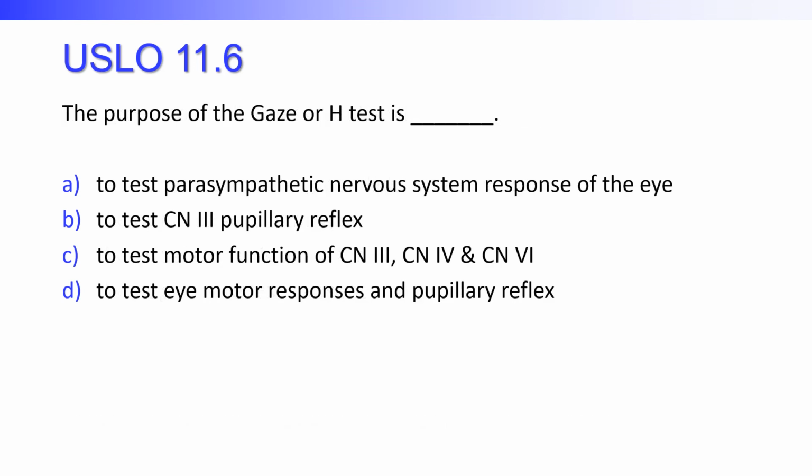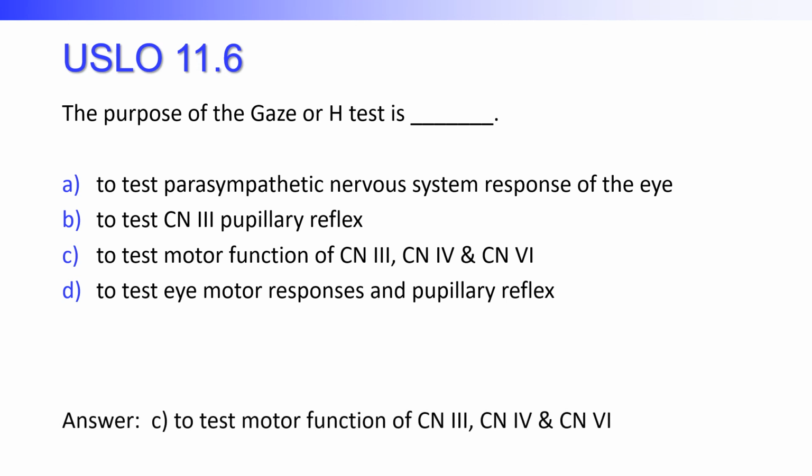The purpose of the gaze or H test is to test parasympathetic nervous system response of the eye, to test cranial nerve 3 pupillary reflex, to test motor function of cranial nerves 3, 4, and 6, to test eye motor responses and pupillary reflex. And the answer is to test the motor function of the cranial nerves that innervate the eye.